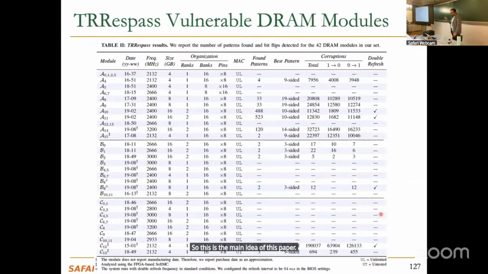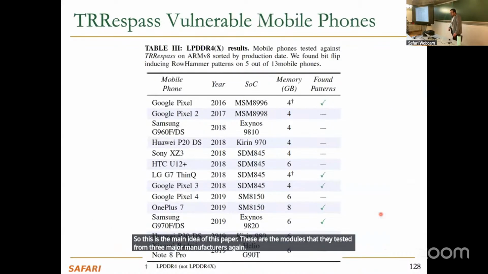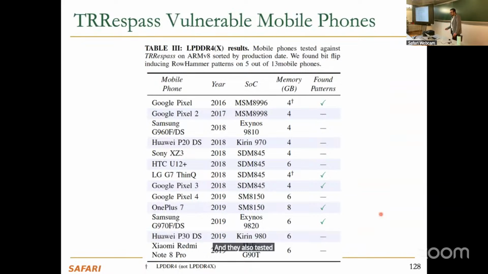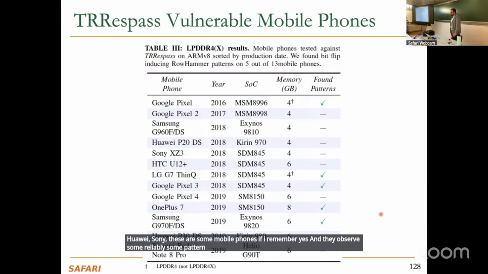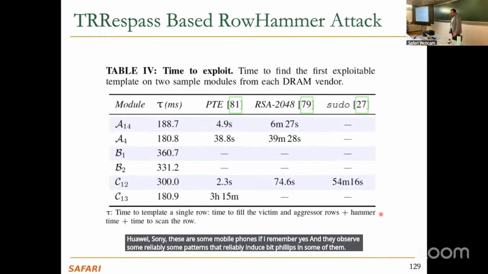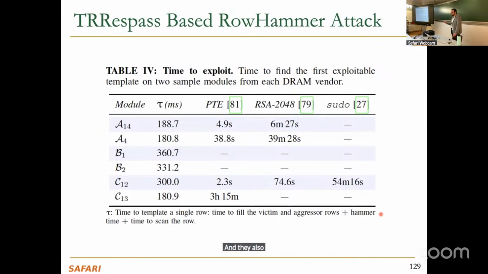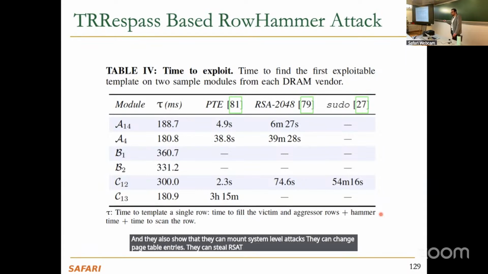These are the modules that they tested from 3 major manufacturers again. And they also tested some real devices: Google Pixel, Pixel 2, Samsung, Huawei, Sony. These are some mobile phones, if I remember. Yes. And they observe some patterns that reliably induce bit flips in some of them. And they also show that they can mount system-level attacks. They can change page table entries. They can steal RSA keys. They can get pseudo privileges in certain modules among them.